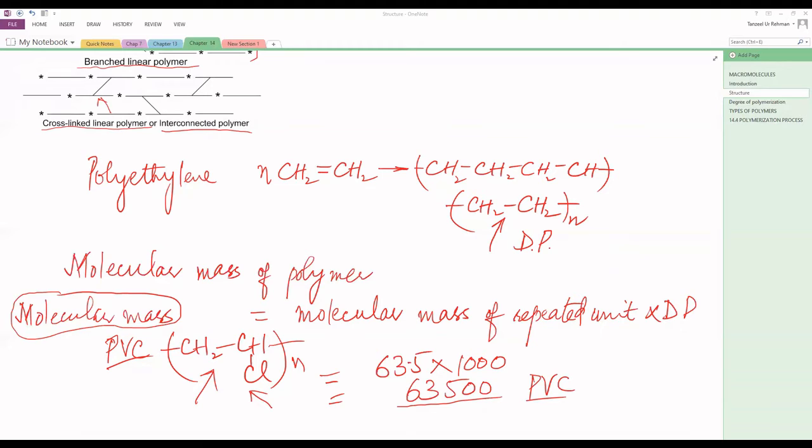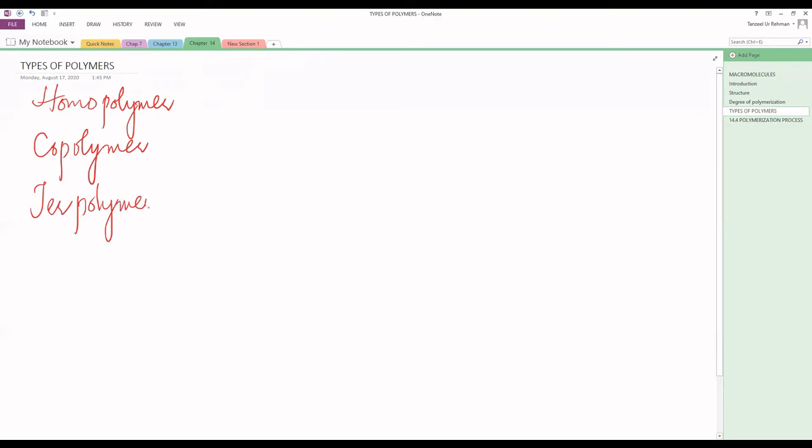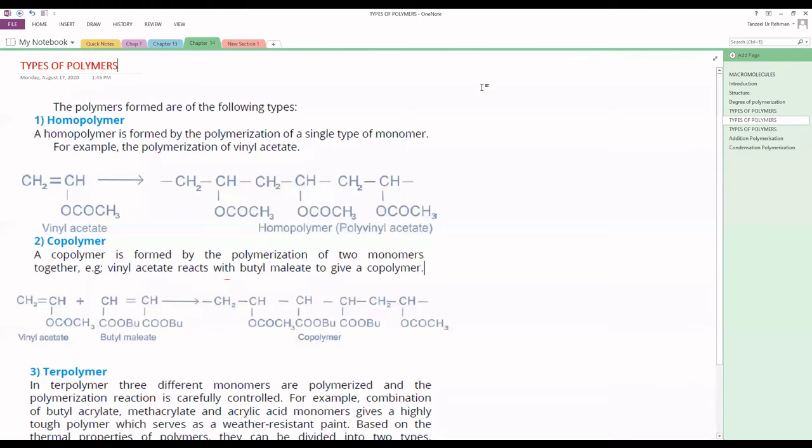चले आगे हमारे पास types of polymers. There are 3 types of polymers. One is homopolymer. Second is copolymer. And third is terpolymer. जी तो अब हम इन तीनों polymers को one by one डिस्कस करेंगे.